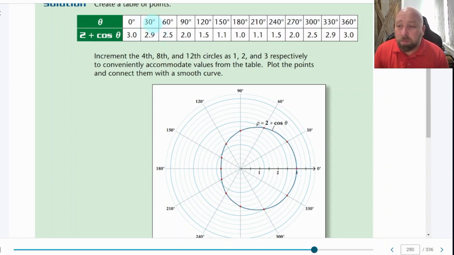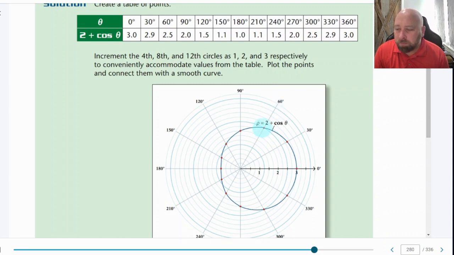Okay, we come up here to 30 degrees. And for that one, we go 2.9. So this one, again, we're coming all the way out here to the 3. We're really close to the 3. Here's the 30 degrees. And we would come in just a little bit. So you can see this one's just kind of bending in just a little bit from the 3. And then we would come over here to the next one, 60. And we're going to go 2.5. So we come over here to 2.5. That's right here. And there's the 60 mark right there.